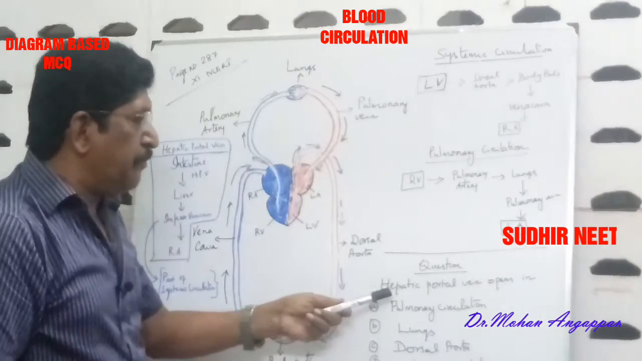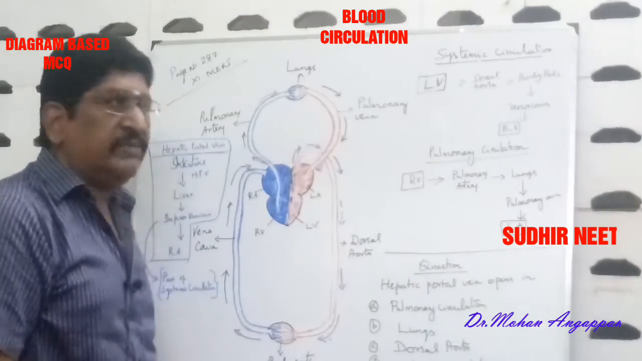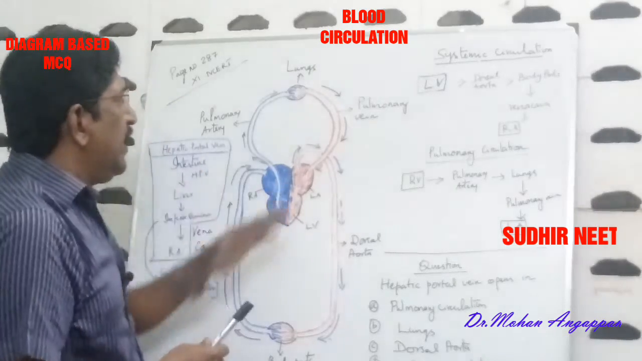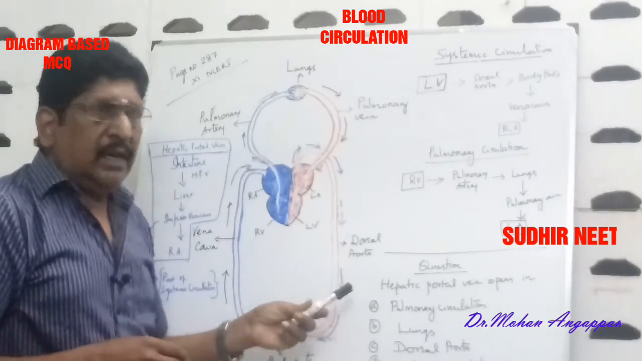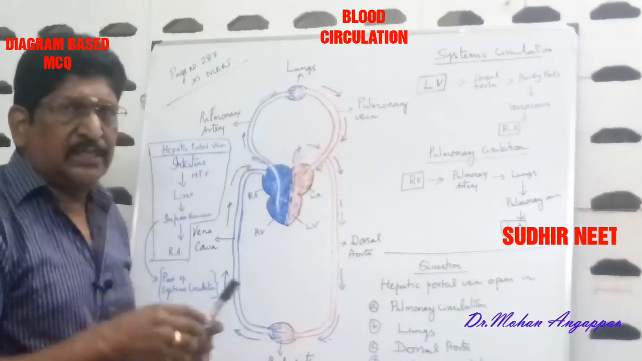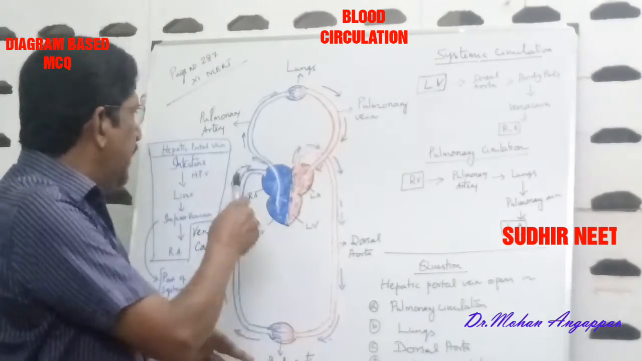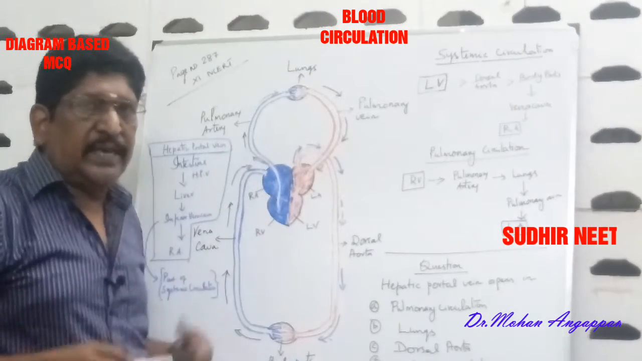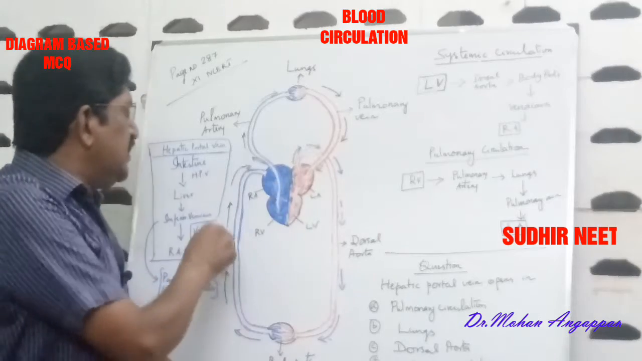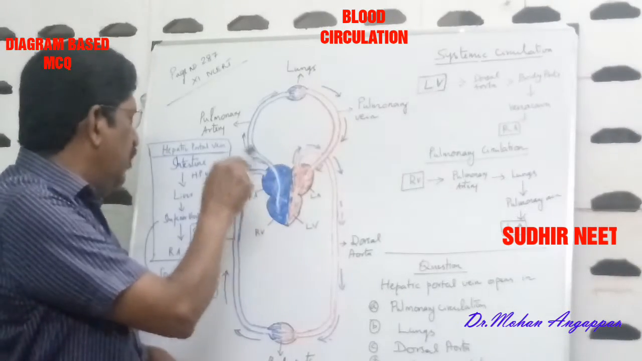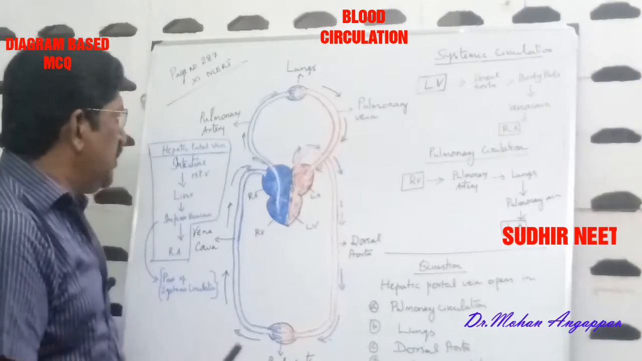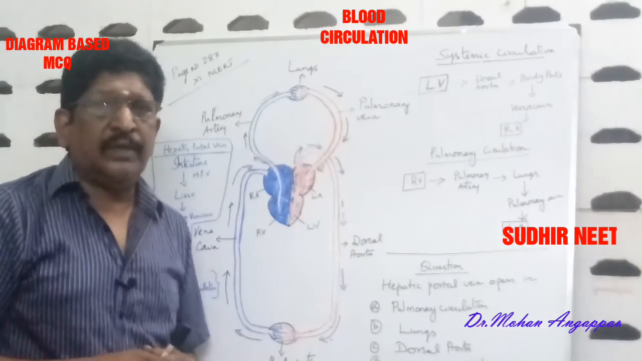Now let us come to the question. The hepatic portal vein opens in. Where is the hepatic portal vein? Now the question arises, where is the hepatic portal vein? The hepatic portal system is a separate system. Actually, the hepatic portal vein starts from the intestine and goes to the liver and then opens into the inferior vena cava and then it opens in the right atrium. This is a separate circulation called hepatic portal system.